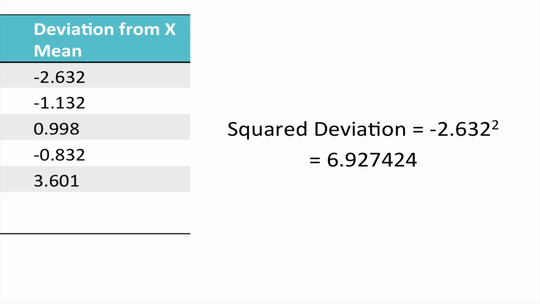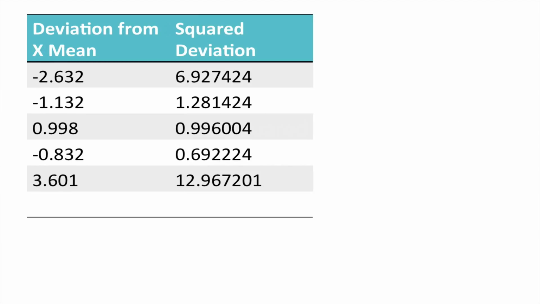So if we move that over and look at the equation, if we take our first one for example, we can see that the first one had a deviation from the mean of minus 2.632, and if we square that, just square on a calculator, we get 6.927. And likewise we're going to do minus 1.132 squared and record that. Once we've got all our squared deviations, we should get something like this for this data.